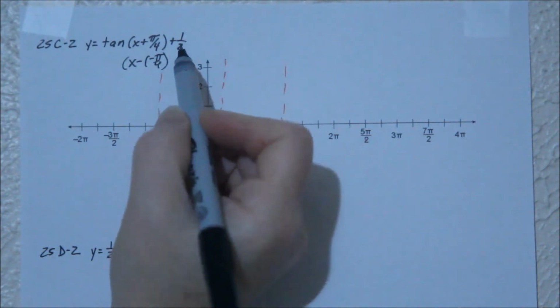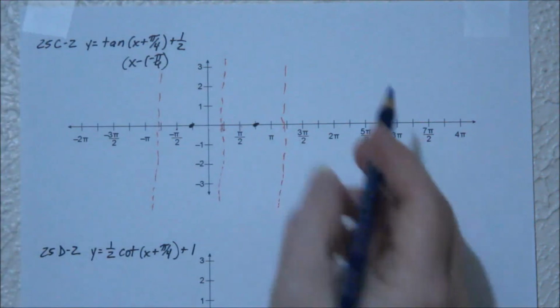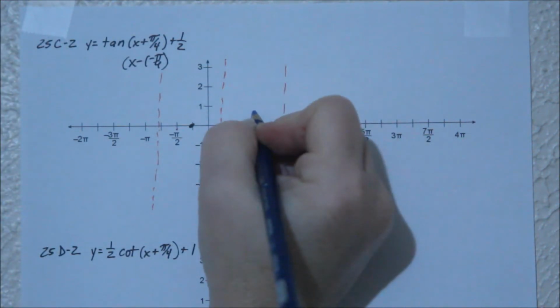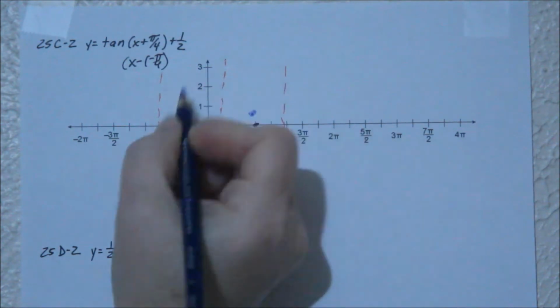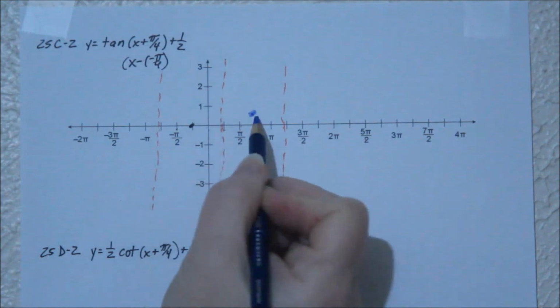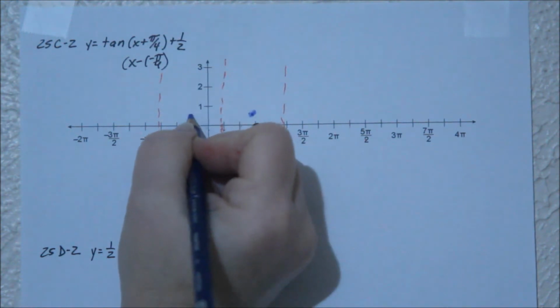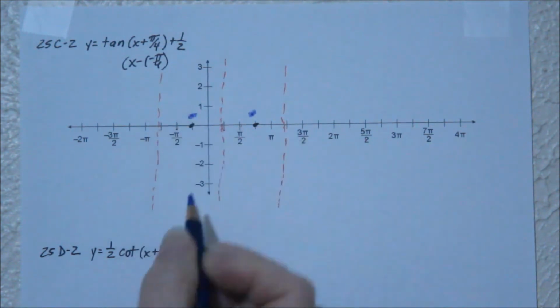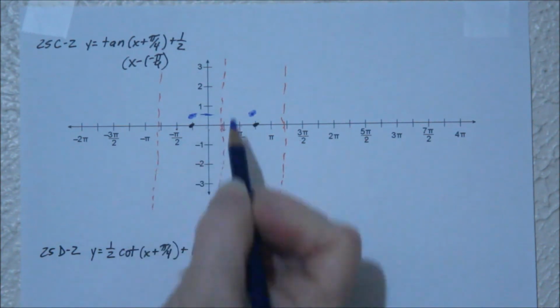So I need to translate up 1/2. So now I need to take this point and translate up 1. I'm sorry, up 1/2. That's really in between 0 and 1, so that's at 1/2. So I'll take this up and translate 1/2. That's at 1/2 right there, right there.